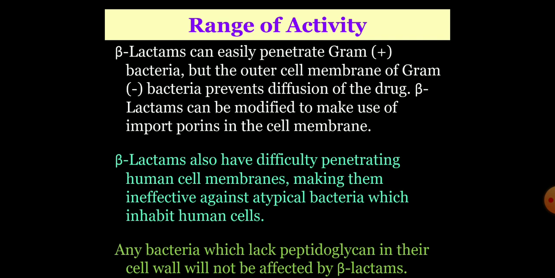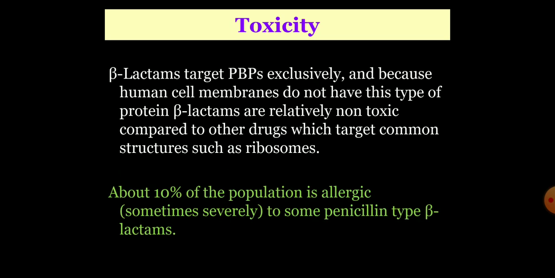Beta-lactams also have difficulty penetrating human cell membranes, making them ineffective against atypical bacteria which inhabit human cells. So the bacteria inhabiting human cells become relatively resistant to beta-lactams. Any bacteria which lack peptidoglycan in their cell wall will not be affected by beta-lactams.